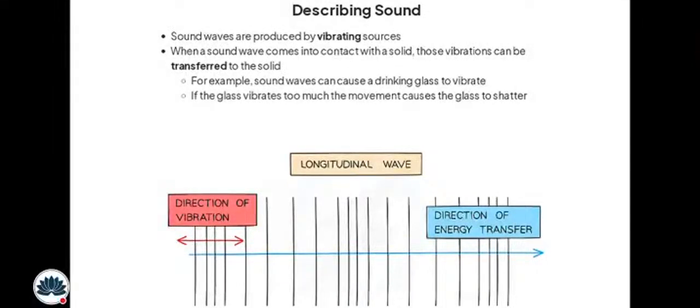When a sound wave comes into contact with a solid, those vibrations can be transferred to the solid. Through this, the sound is created. The sound wave is generated. For example, sound waves can cause a drinking glass to vibrate. All right, and if the glass vibrates too much, the movement causes the glass to shatter.